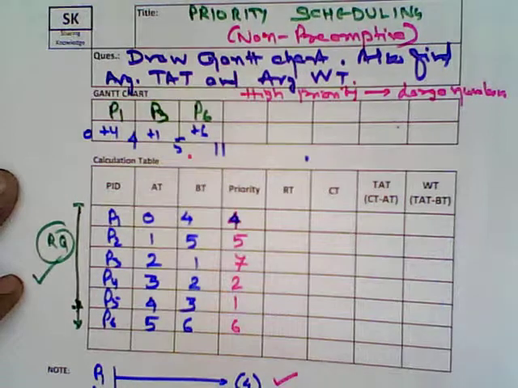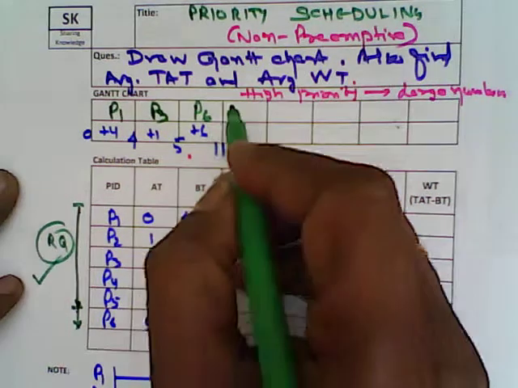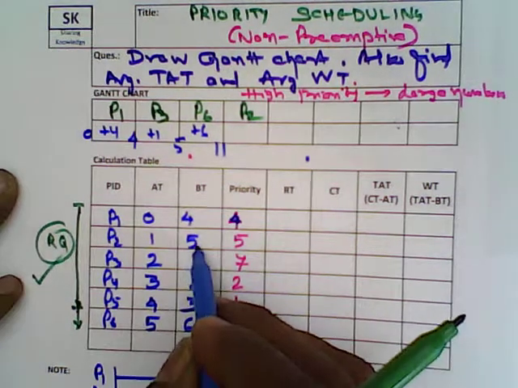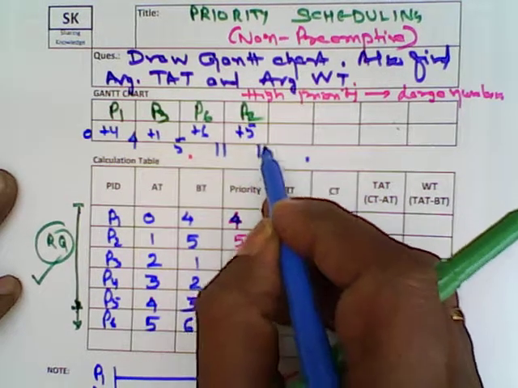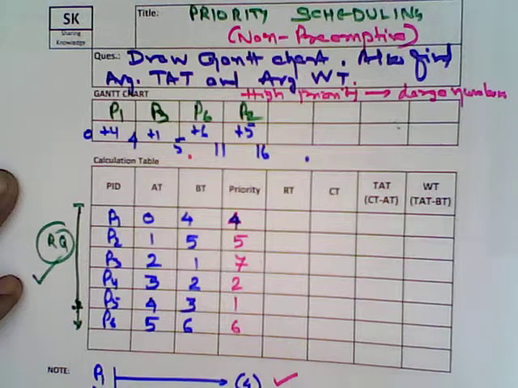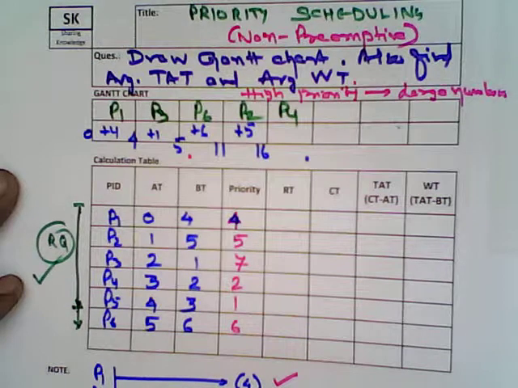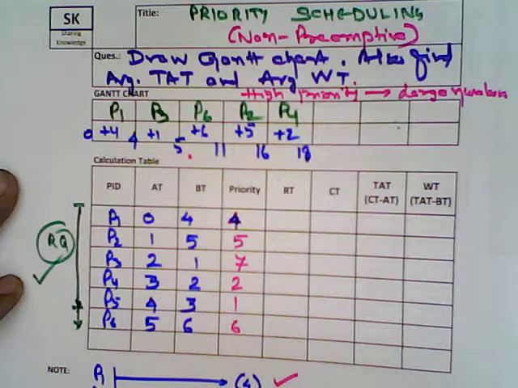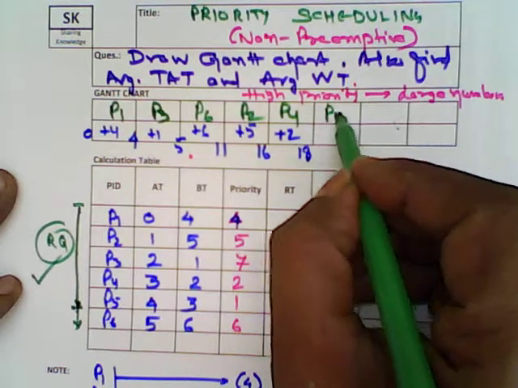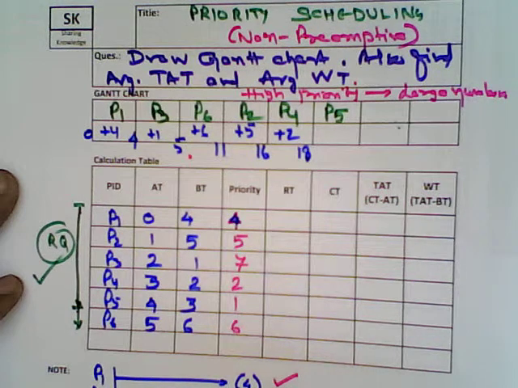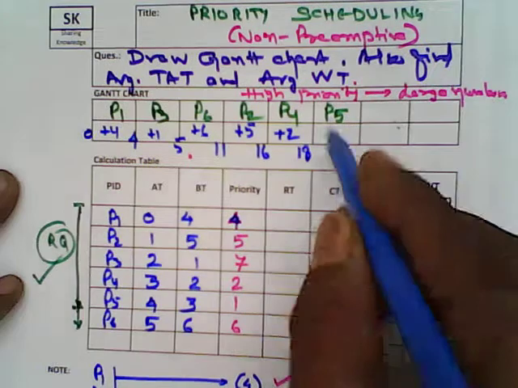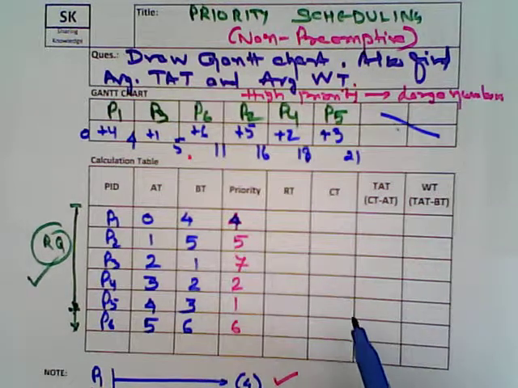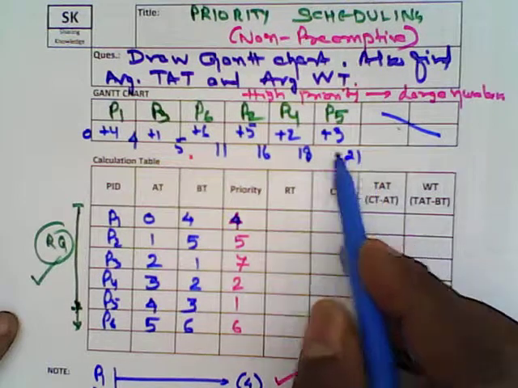Now after P6, which is the next process? The process is nothing but P2. Now how much time does P2 need? P2 has a burst time of 5. So we add plus 5 here, so it becomes 16. Now after P2, the next process is P4. P4 needs a burst time of 2. So it becomes 18. After P4, the next process is P5. P5 needs a burst time of 3. So 18 plus 3 is 21. So we need to process up to 21 units of time to take all 6 processes.